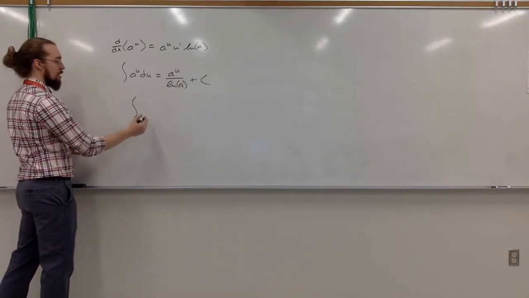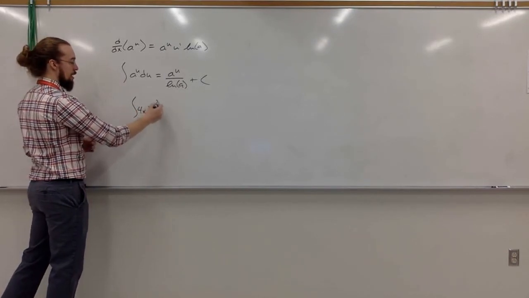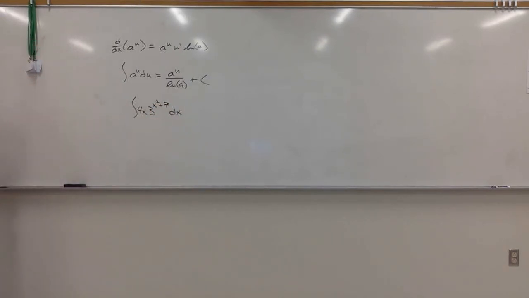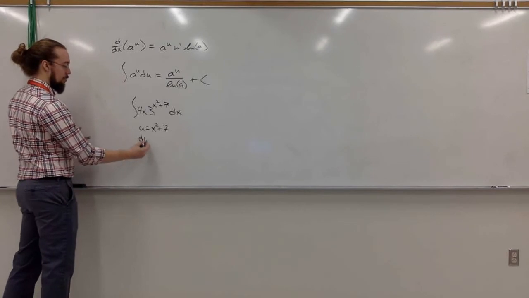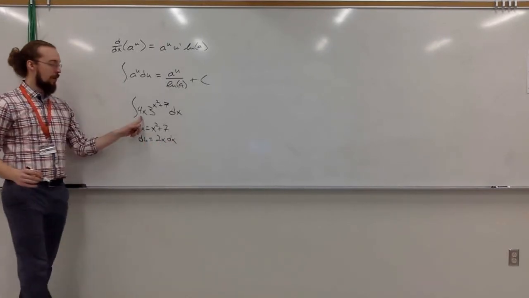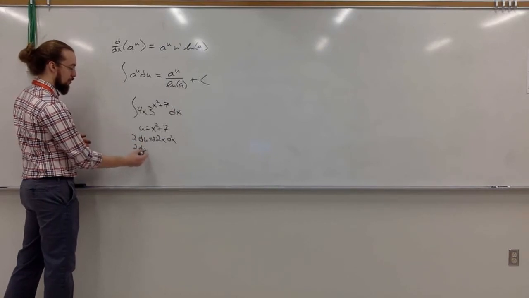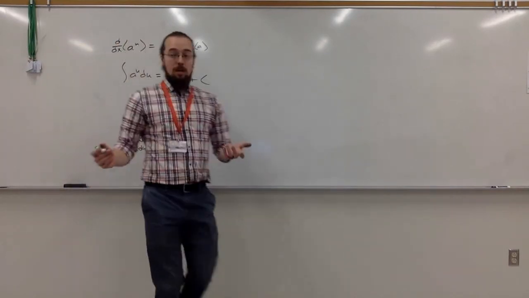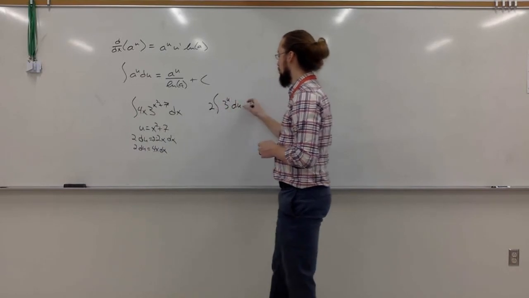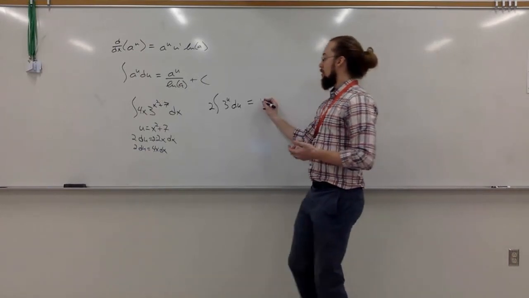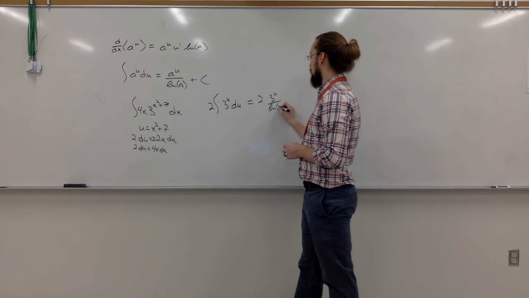For example, say I have 4x times 3 to the x squared plus 7 dx. Well, I would want to make my u x squared plus 7. My du then would be 2x dx. But I want it to be 4x dx, so multiply both sides by 2. So we would get 2 du equals what we want, 4x dx. Then if I do my u substitution, I would end up with 3 to the u times 2 du. So the antiderivative here would be 2 times 3 to the u over the natural log of 3 plus c.